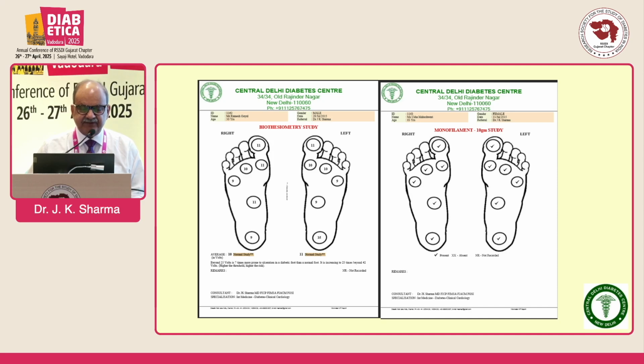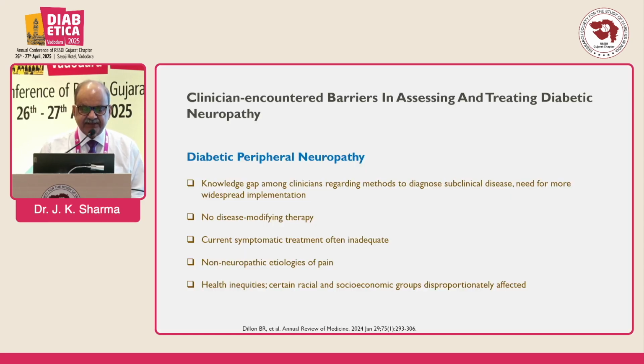Routinely, we use the biothesiometer for vibration and the 10-gram monofilament for touch sensation, and we do this annually for all our patients with diabetes. Now, clinicians encounter barriers in assessing and treating diabetic neuropathy, which is very, very important. If we do not diagnose the neuropathy, we will not think of treating it.